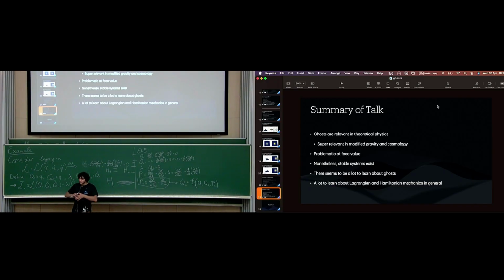So, to summarize, I would say there seems to be a lot to learn about ghosts today. We don't know everything there is to know about them to say whether they're good or bad. We can only characterize them from a situation-to-situation basis. So that's one point. And then my final point is this also implies that there's a lot to learn about Lagrangian and Hamiltonian mechanics in general.